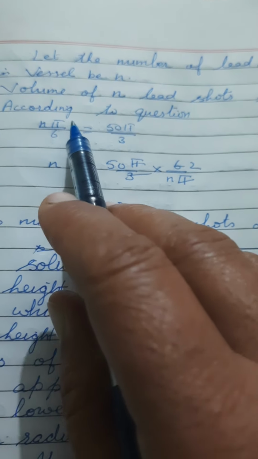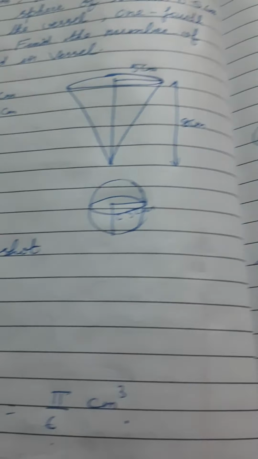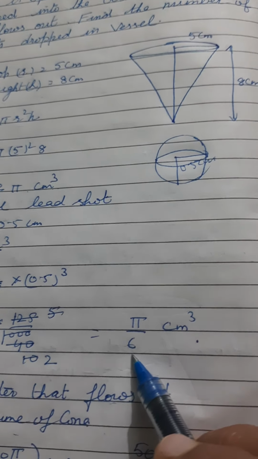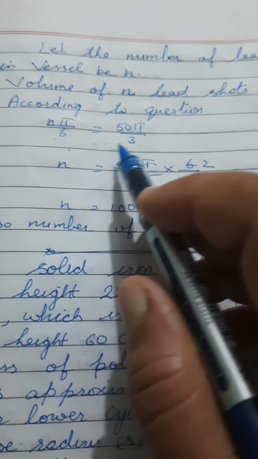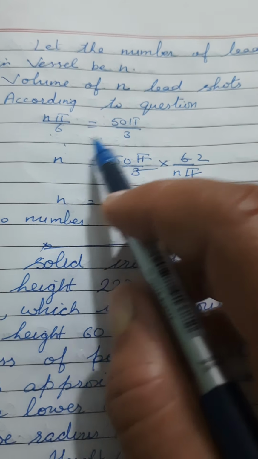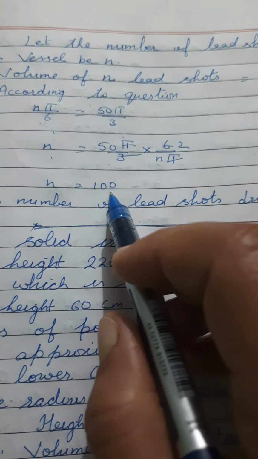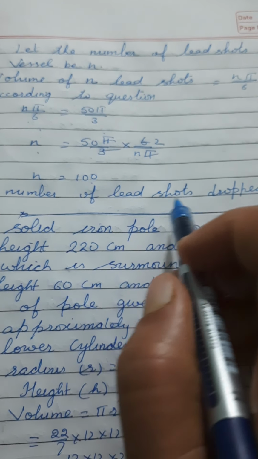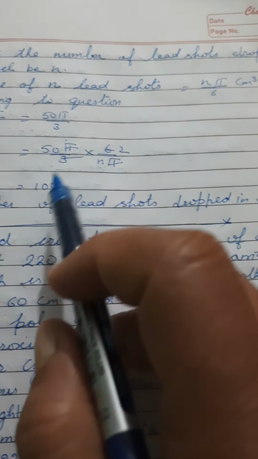Therefore we put n pi/6 is equal to 50 pi/3. This n pi/6 was the volume of the n lead shots. Pi/6 is the volume of one lead shot, then n pi/6 is the volume of n lead shots. The n pi/6 is equal to 50 pi/3. From here we get n is equal to 100. Then the number of lead shots dropped into the vessel is equal to 100.